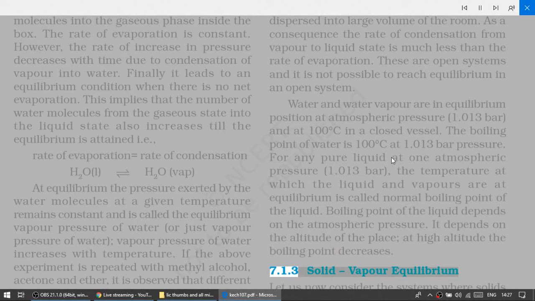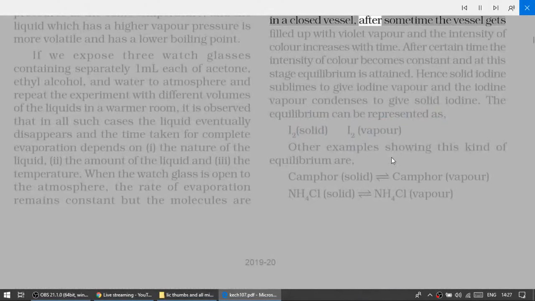Solid vapor equilibrium. Let us now consider the systems where solids sublime to vapor phase. If we place solid iodine in a closed vessel, after some time the vessel gets filled up with violet vapor and the intensity of color increases with time. After certain time the intensity of color becomes constant and at this stage equilibrium is attained.